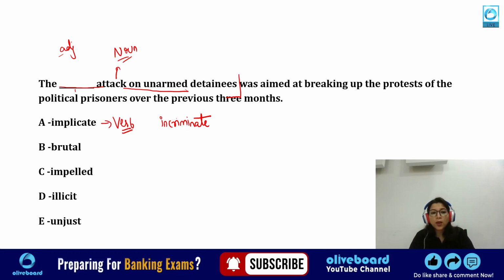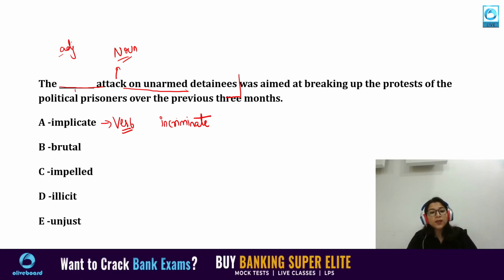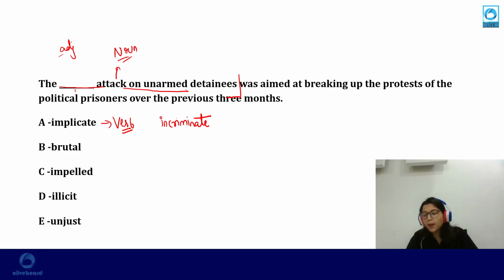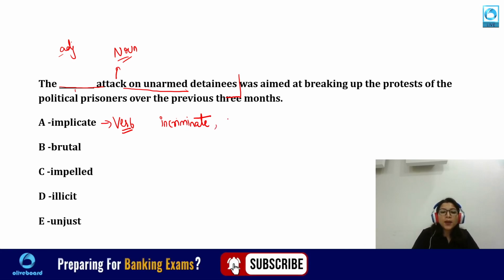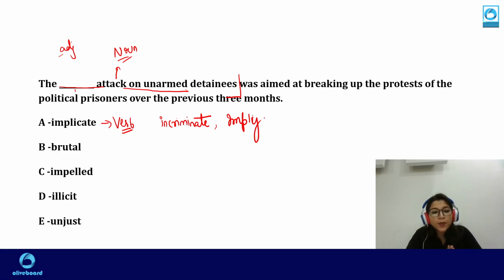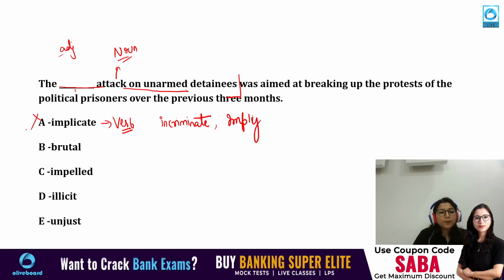You must have heard the word implicated. We say, he was falsely implicated in a murder case. Falsely implicated in a murder case means he was wrongly held guilty. Clear? So implicate means incriminate. The meaning of implicate can also be implied. Okay? So this is used as a verb. So of course we do not need a verb here. Got it eliminated?